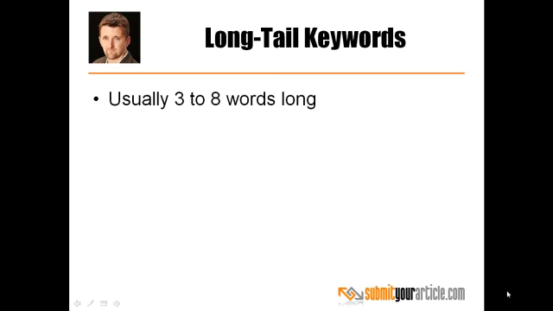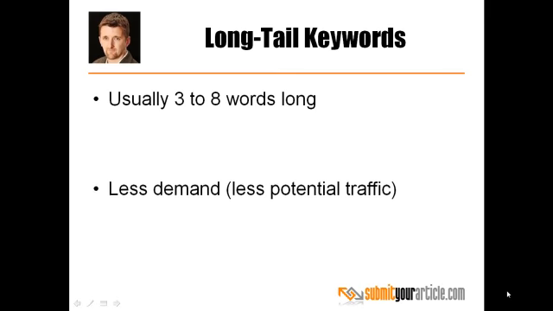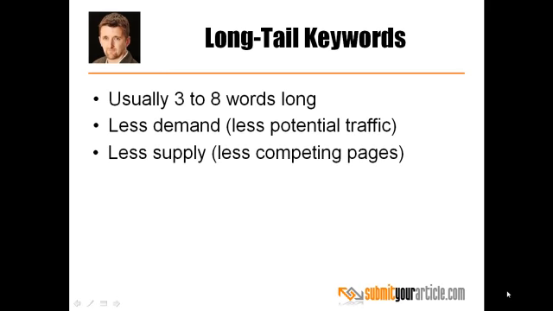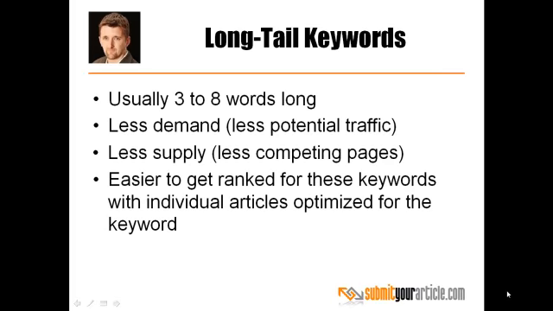Long tail keywords, on the other hand, are keywords that are usually 3 to 8 words long, with less potential traffic, so less people searching for these keywords, and lower numbers of competing pages. Because there is less competition, it's easier generally to get individual articles ranked for the keyword in question, where it's been properly optimized for the keyword. There is lower traffic for each keyword, but by getting a number of articles in circulation, the traffic adds up over time and starts to become more significant.